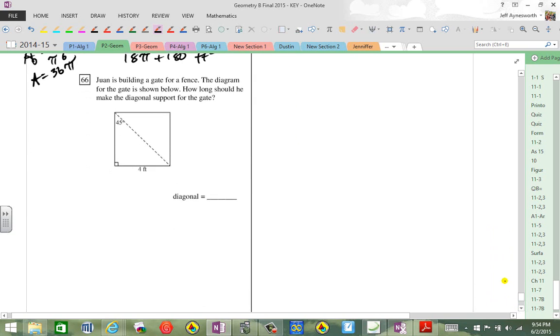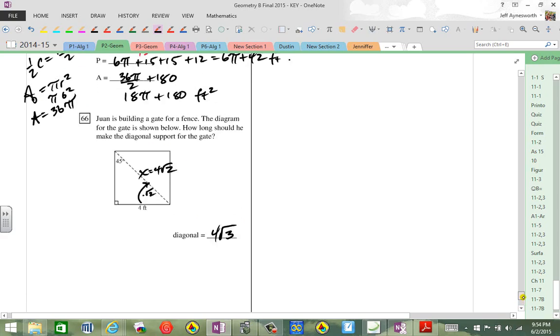Okay, we're almost done. Number 66. Okay, building a gate for a fence. The diagram shows the gate shown. How long should the diagonal support the gate? Okay, square gate. Who makes square gates? So how long is this diagonal? Well, all you have to do, since it's a 45, 45, 90, is multiply by rad 2. So x is equal to 4 rad 2. And you're done. Okay, why? Because it's a 45, 45, 90. It's too simple. Okay, and I think we're done. Thank goodness.